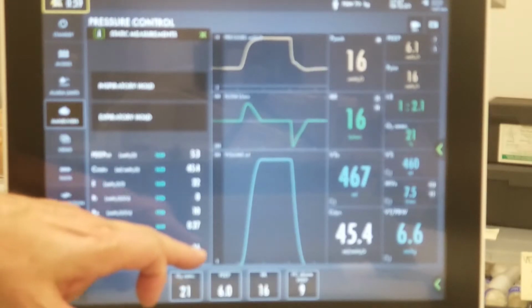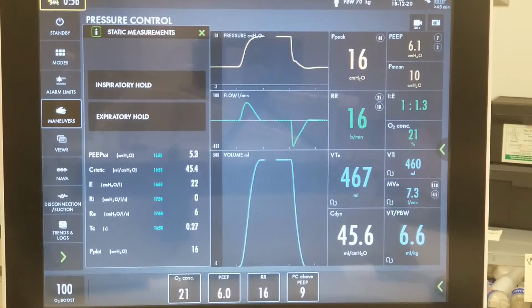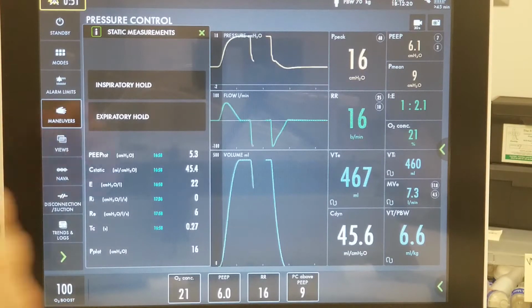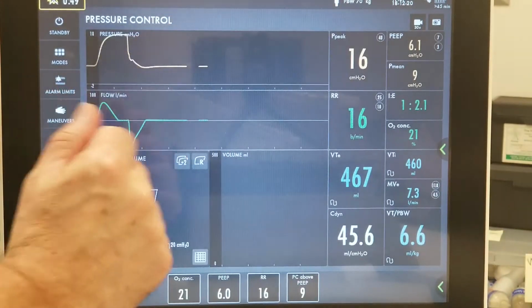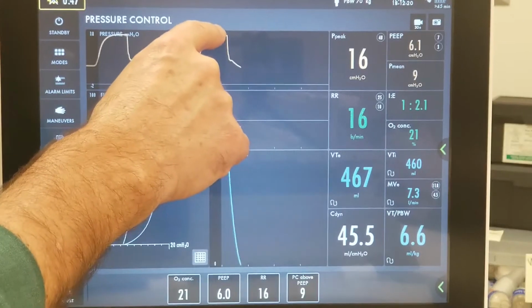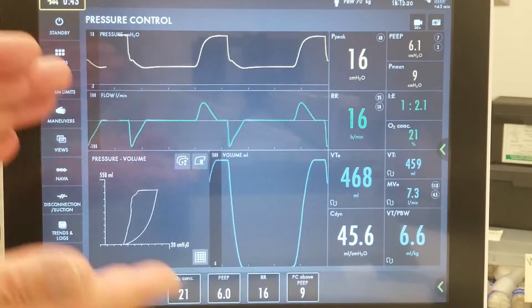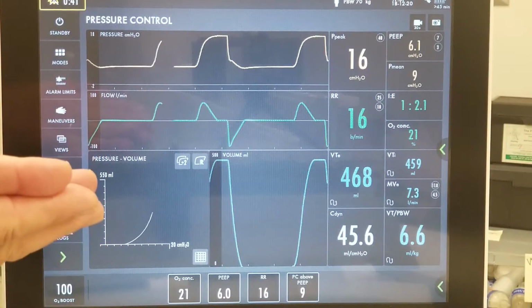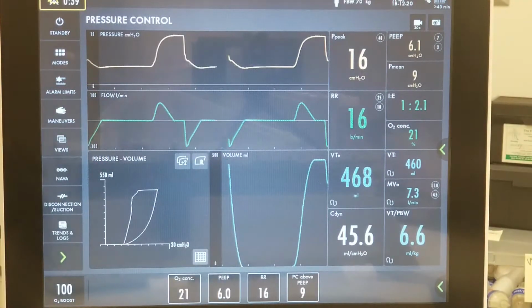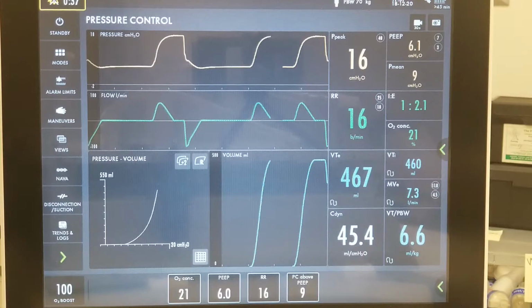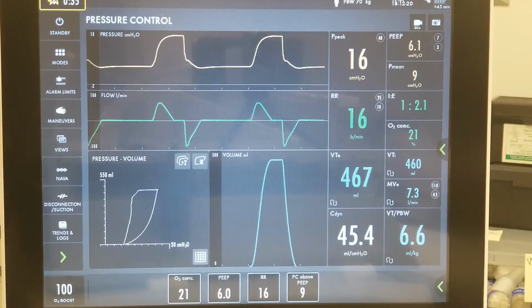Notice our peak equals plateau, which is exactly what should happen in pressure ventilation. When you look here, you can see we hit the peak pressure and there's a period of no flow. So our alveolar pressure equals our peak pressure, and there's a period of no flow. So that's expected. Well, what happens when compliance goes down?